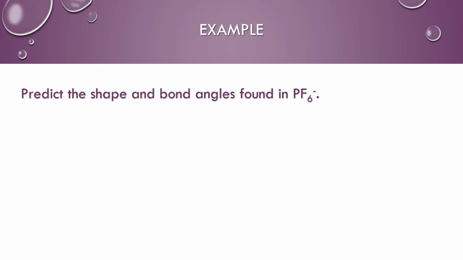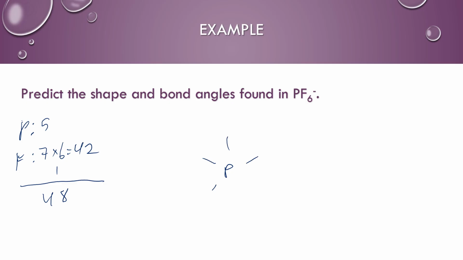Okay, for this question we want to predict the shape and bond angle for PF6. So I need to draw the structure. Phosphorus has 5 valence electrons, fluorine has 7, and there's 6 of them, so it's 42. Plus there's 1 additional electron for the negative charge. So that gives us 48 electrons total. Phosphorus is in the center, and there are 6 fluorines going to go around the outside.